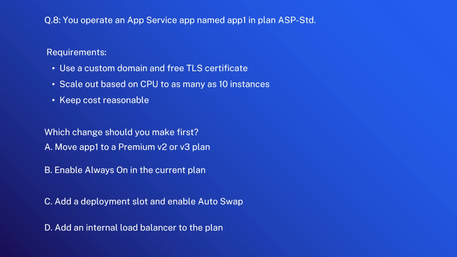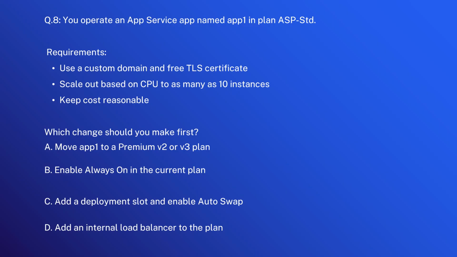Option B, enable Always On in the current plan. Always On is great for keeping your app warm, especially useful for background jobs or fast response times. But it doesn't help with custom domains, certificates, or scaling out to 10 instances. So while it might be useful later, it's not addressing the primary requirement. So this one is incorrect.